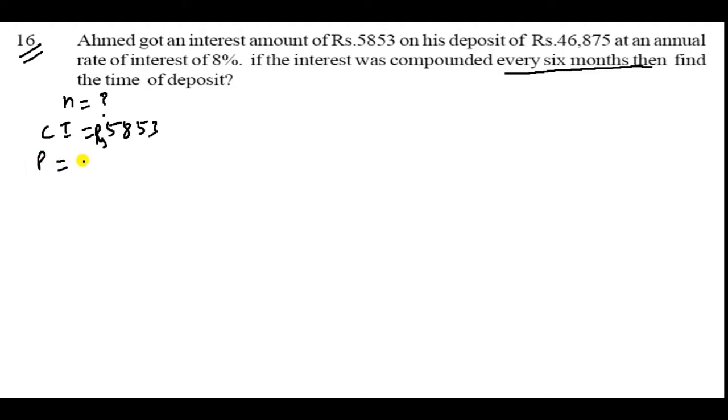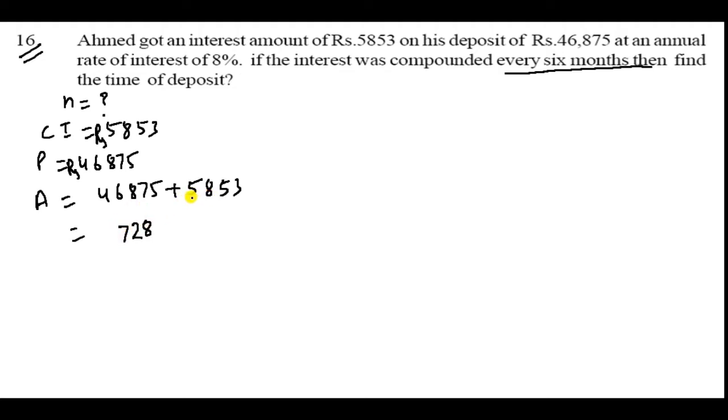Now CI is given as 5853 rupees and principal is given as 46,875 rupees. So we can find the amount. Amount is 46,875 plus 5853. What will happen?